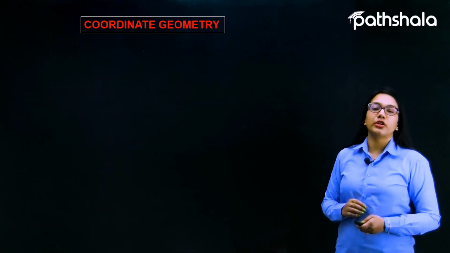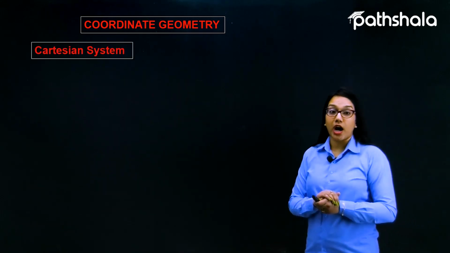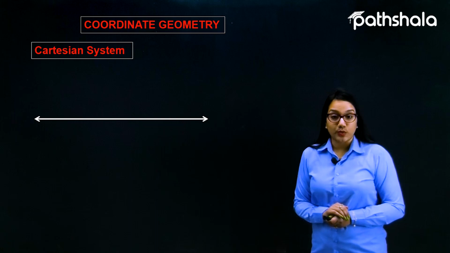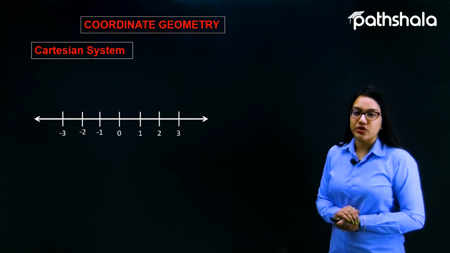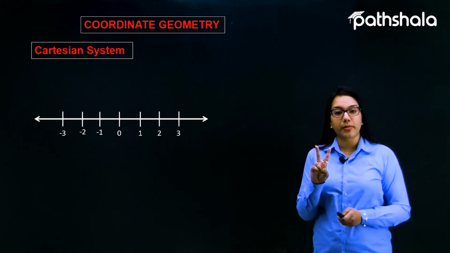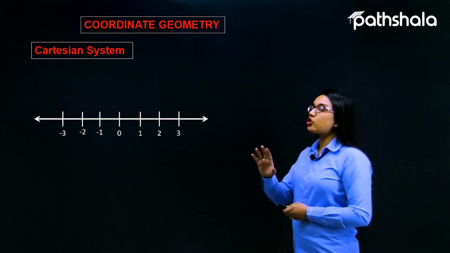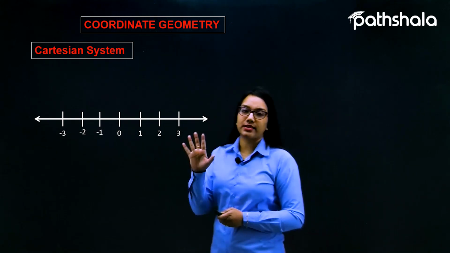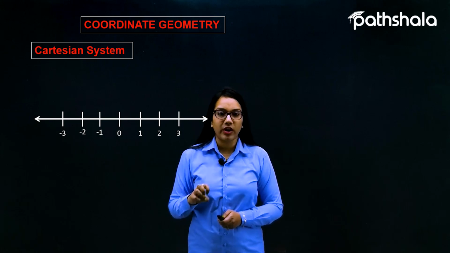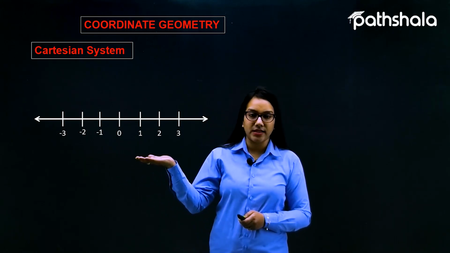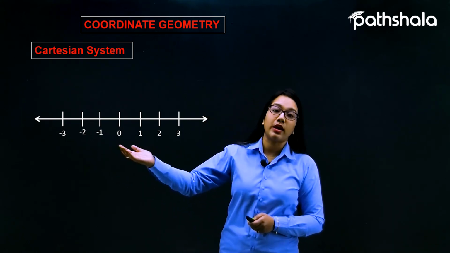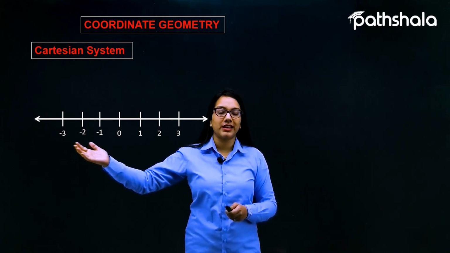Now let's move on and talk about the Cartesian system again. As we can see, in the Cartesian system we have two axes that are perpendicular to each other. Let's talk about the horizontal axis first. As we can see over here, we have numbers 0, 1, 2, 3 and so on, and -1, -2, -3 and so on.